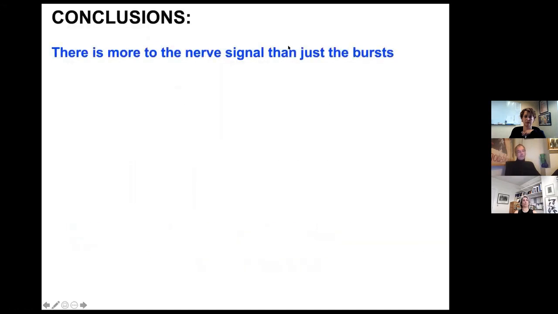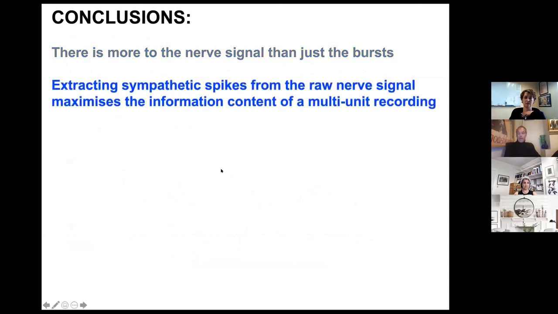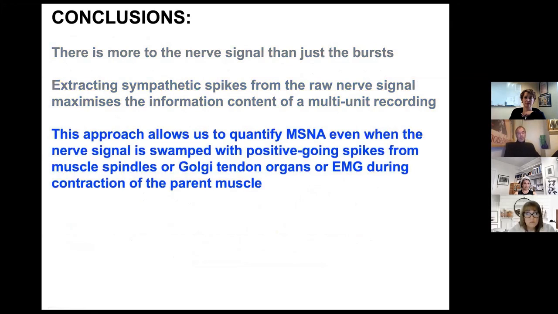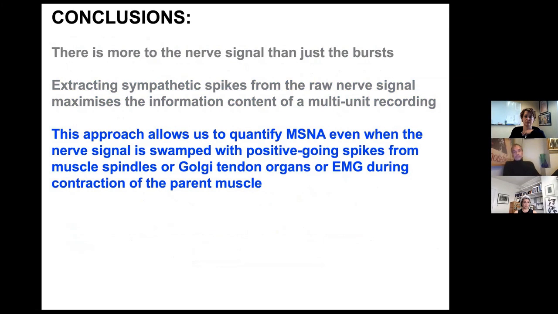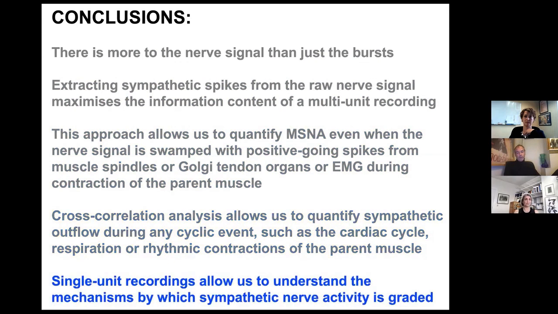Final conclusions. I won't go through this in detail, just to show them here. This is more to do with the nerve signal. We can extract individual spikes. We can get rid of interference from myelinated axons or EMG. We can perform cross-correlation analysis. And of course, we can record from single axons.